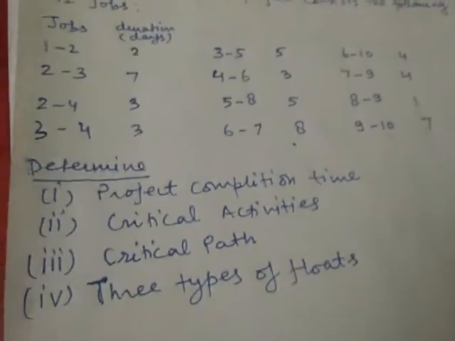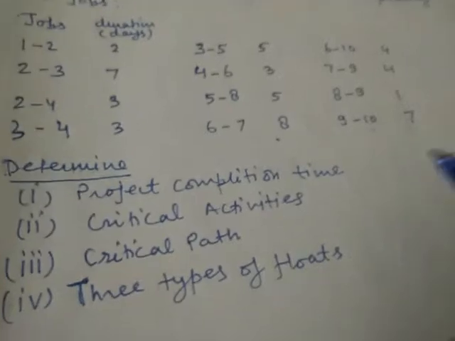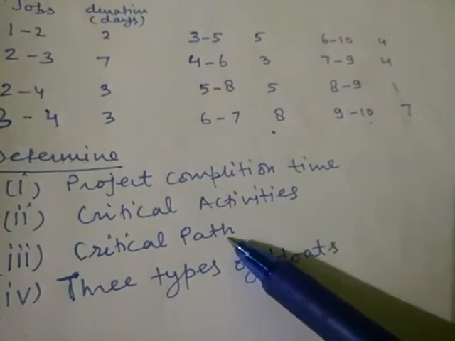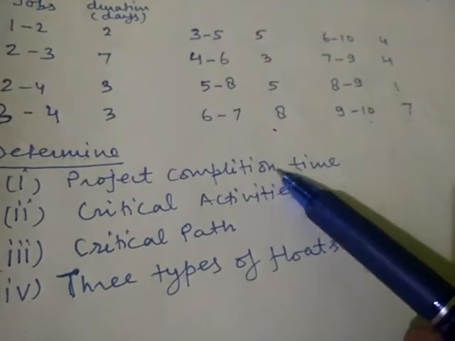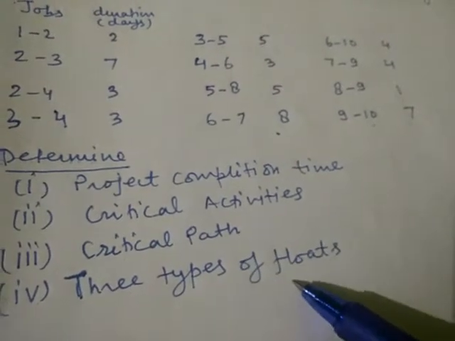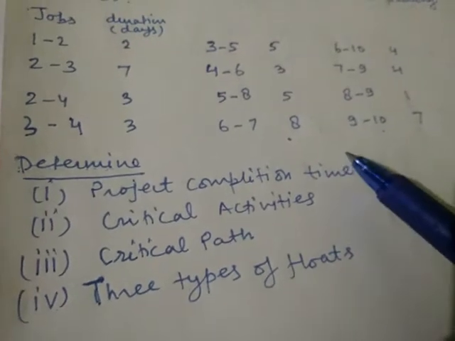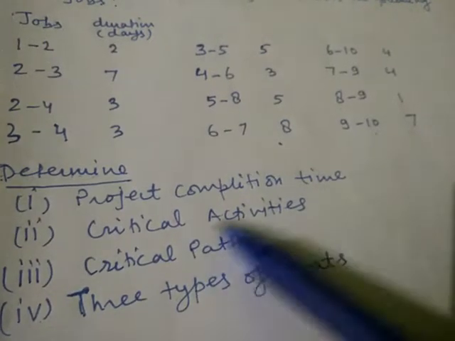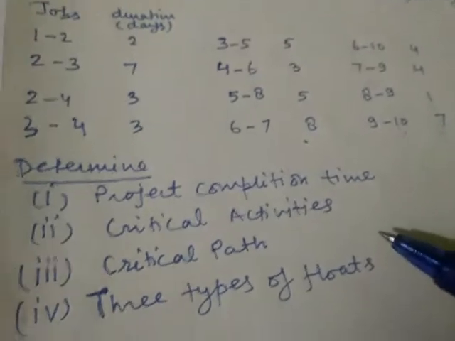Now, these are the things which are generally asked in questions related to CPM. Determine project completion time, critical activities, critical path, and the 3 types of floats. During the solution we will understand what is meant by project completion time, critical activities, critical path, and the 3 types of float, because it will be easy if we learn along with the solution.